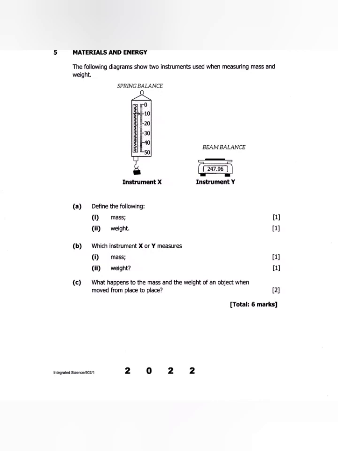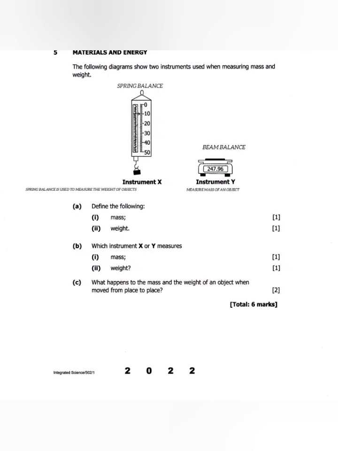Okay, so the spring balance is used to measure the weight of an object, and the beam balance is used to measure the mass of an object. Okay, so A is saying define the following. So we have Roman numeral number 1, which is the mass, 1 mark. Then Roman numeral number 2, that's weight, also 1 mark.